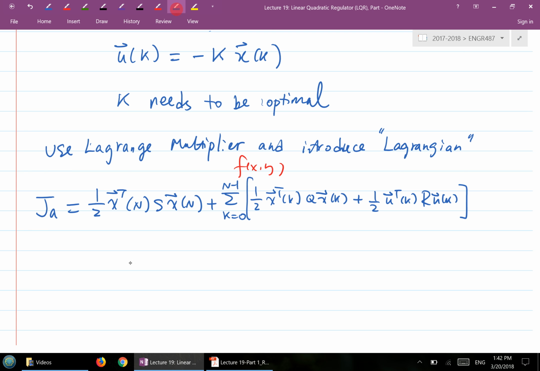And then the second part is to introduce a Lagrange multiplier. Because we have multiple constraints, we have a vector lambda here, and also because we have multiple steps k, we have a lambda of k plus 1, and here is this Lagrange multiplier. And inside is our constraint, the bracket.